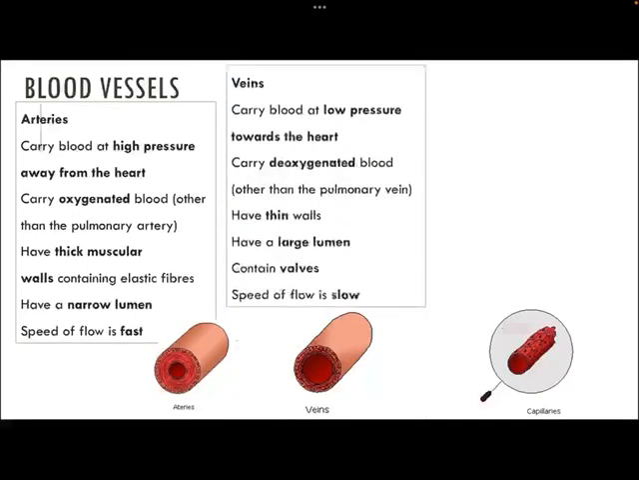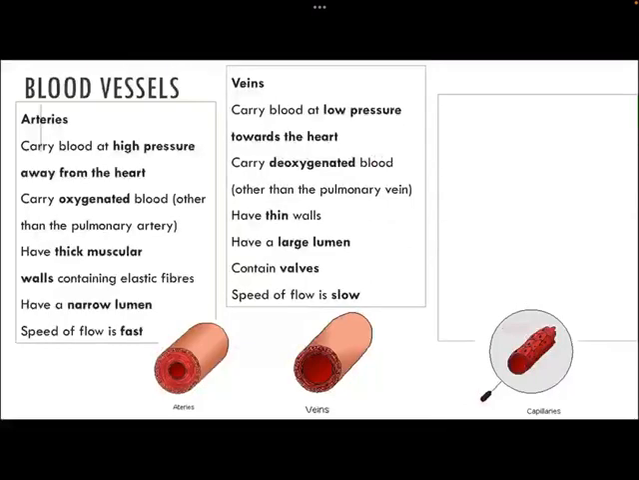Veins carry blood at low pressure towards the heart, so away from organs. They carry deoxygenated blood, except for the pulmonary vein, which is returning to the left side of the heart and is oxygenated. They have thinner walls than the arteries, so they have less muscle and elastic tissue present. They have a large lumen for the blood to pass through, so because of that they have valves to prevent the backflow of blood, and the blood is flowing slow.